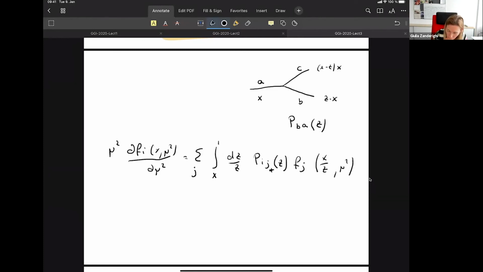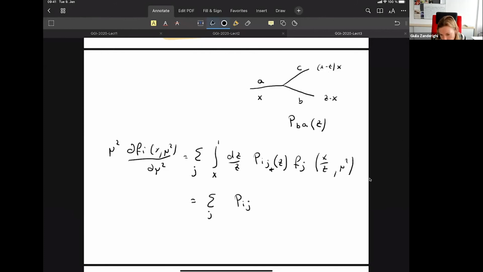And just to introduce a notation, often, because we don't like to write these integrals, we call these convolutions. So we write simply like this, f_j. We don't write the integration variable z explicitly. This is just a matter of notation, to write this in a simple form.